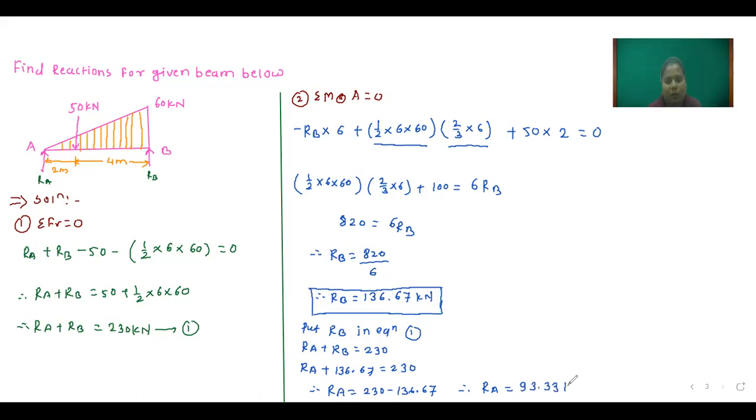93.33 kilonewton. So this is the value of RA. Please remember, if uniformly varying load is given, you have to convert the load. How to convert? The load means the area of this particular figure. Just remember that, because whenever we calculate shear force and bending moment, at that time this RA and RB is most important. That's why I have taken this example.